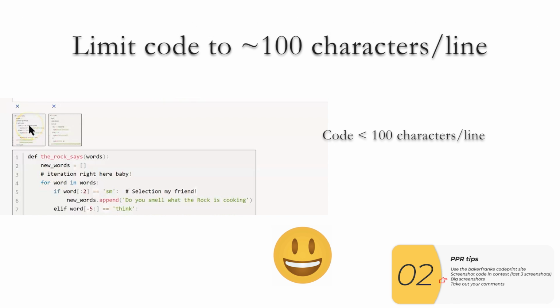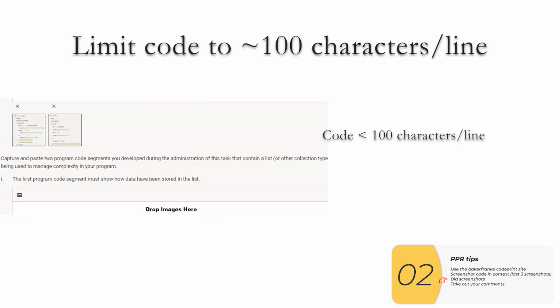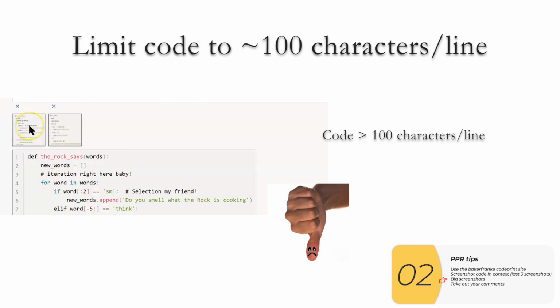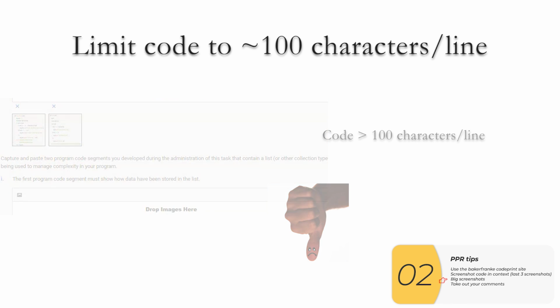The second is that you want to make sure your lines are not too long. So I'll show you what it looks like on the digital portfolio. Here it is with lines of about 100 characters each. And here it is with lines of more than 100 characters each. And you see the one with over 100 characters per line is going to look tiny. And when it looks tiny, it's going to be unreadable to the grader. And if it's unreadable to the grader, that's bad for you.